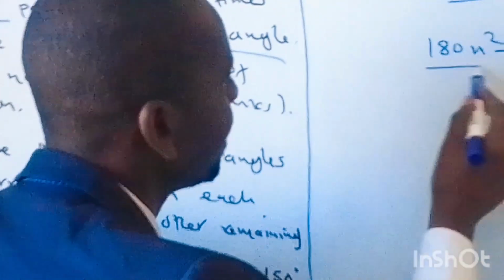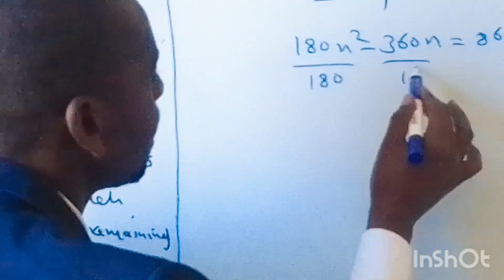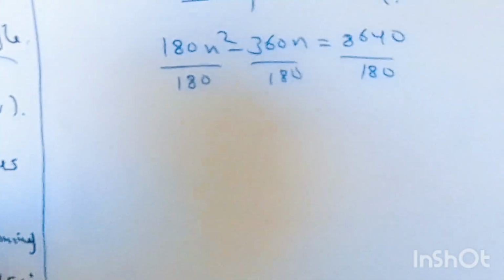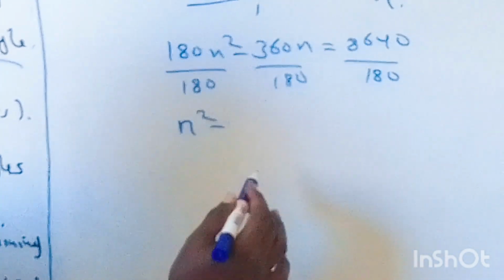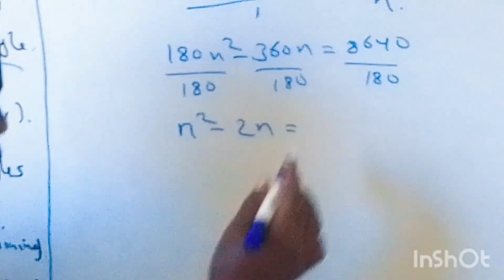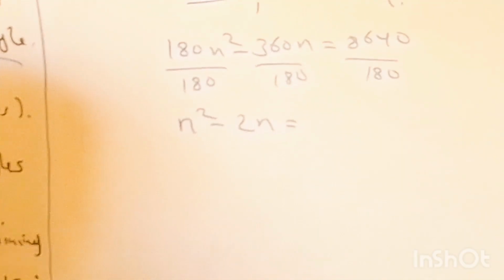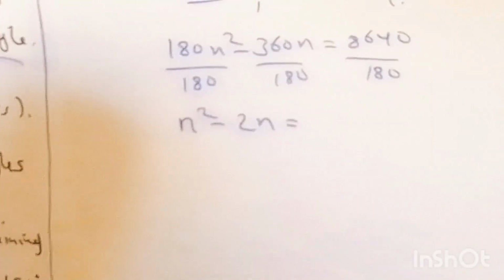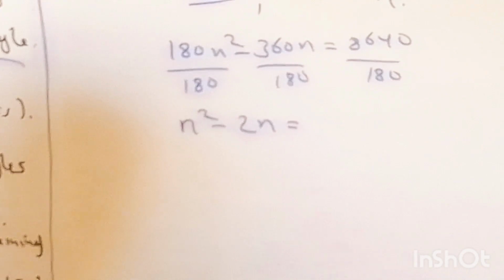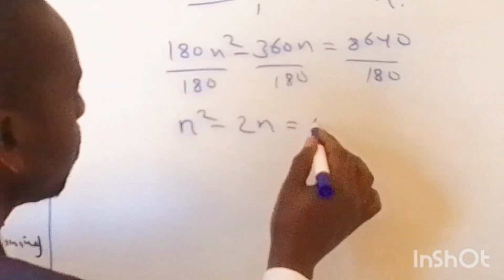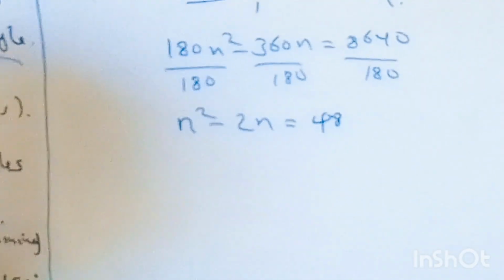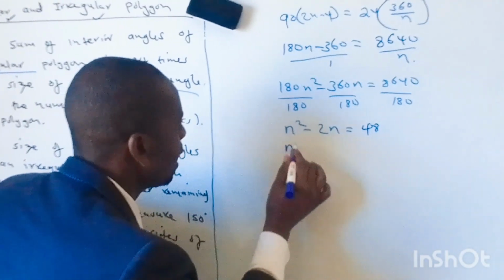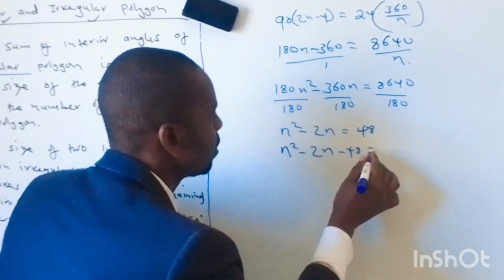We can reduce it by dividing both sides by 180. So when we divide both sides by 180, we get n squared minus 2n is equal to, let's use our calculator to divide it out. Divide by 180, we get 48. So let us make it in the form of the quadratic equation. That one becomes n squared minus 2n minus 48 is equal to 0.